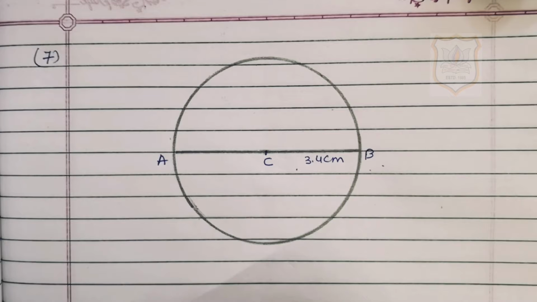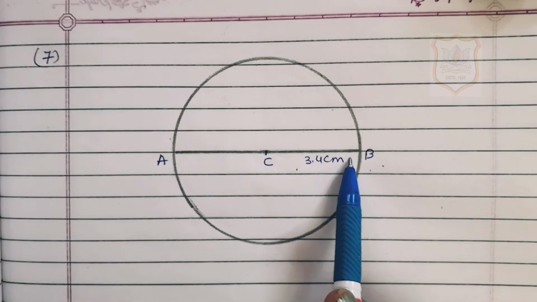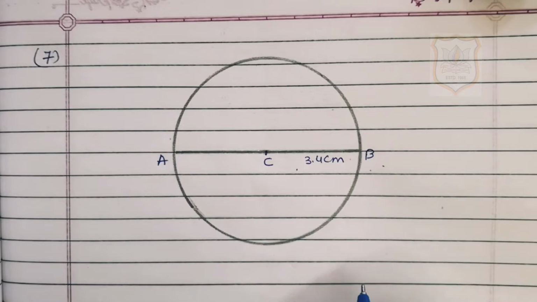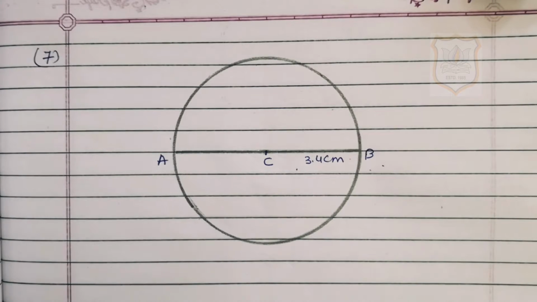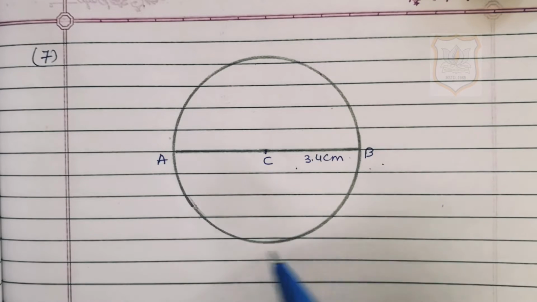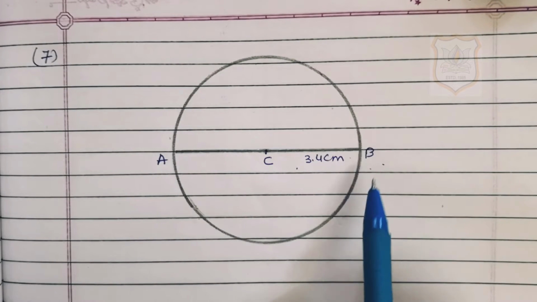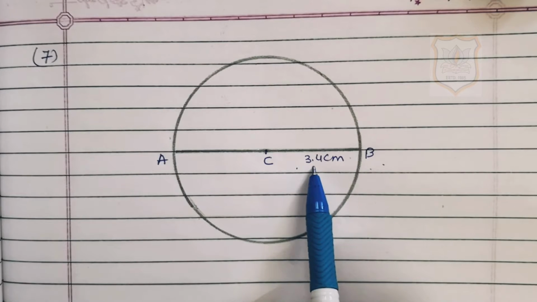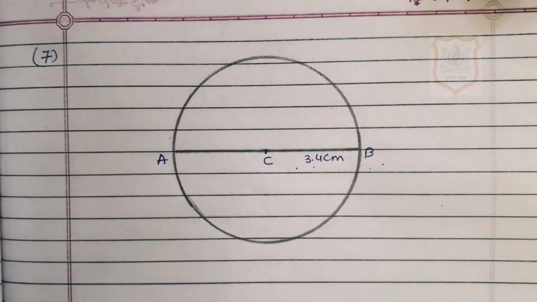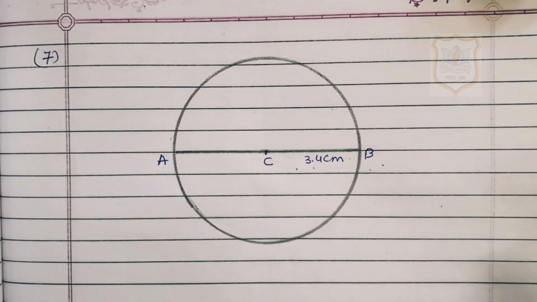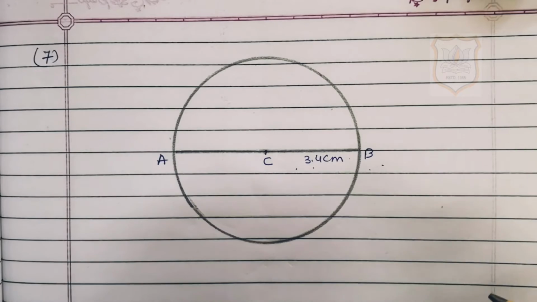Now step 3 is construct the perpendicular bisector of this diameter AB. Now we have to construct the perpendicular bisector. As students, I have explained you earlier, to construct a perpendicular bisector we have to take the radius which is more than half of this line segment AB. Now half of AB is 3.4 centimeter, so we have to take radius more than 3.4 centimeter. So students, we are taking radius as 4 centimeter.